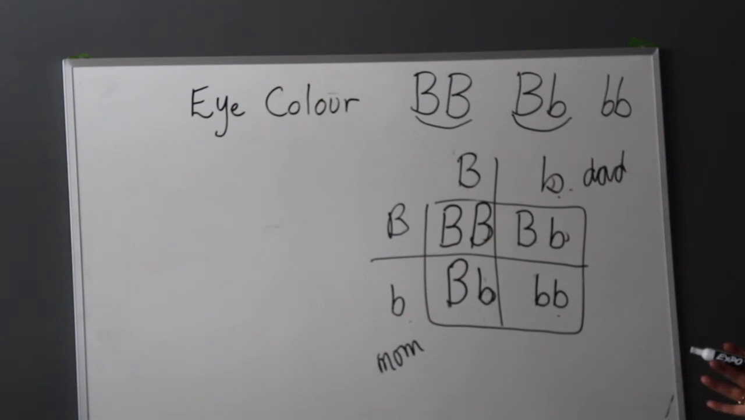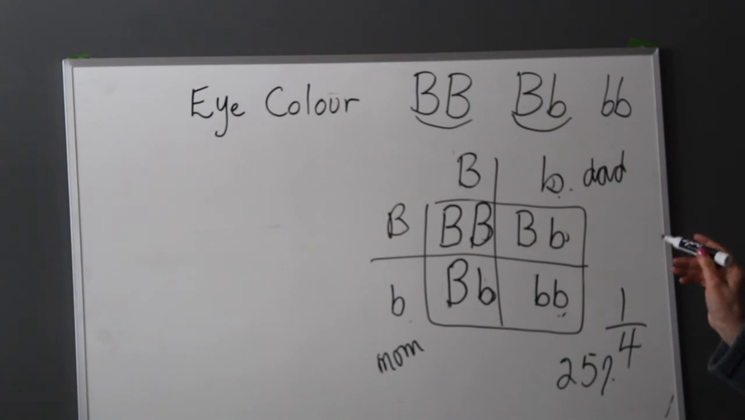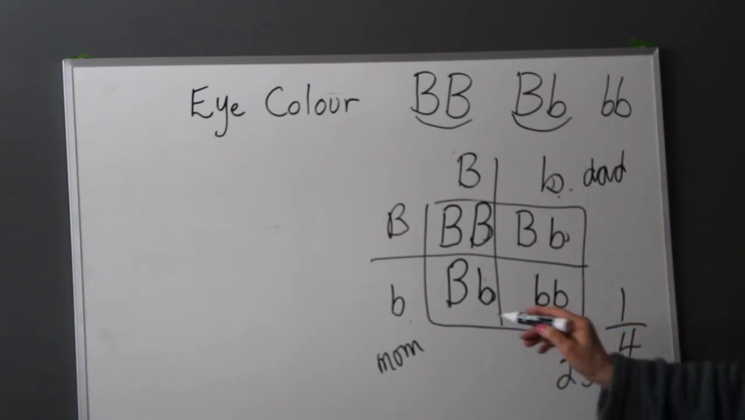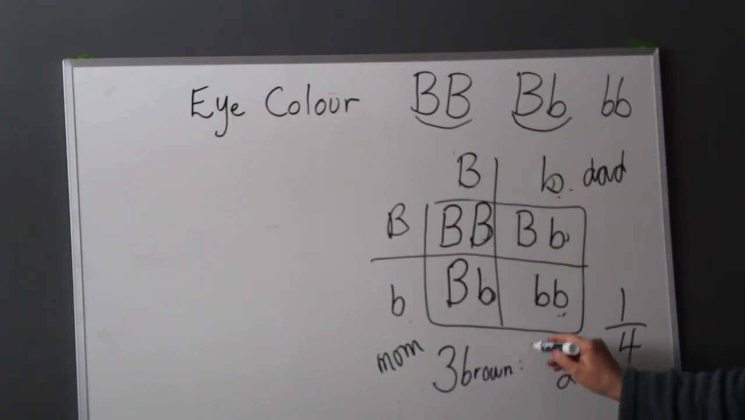We might be asked a variety of different questions on a problem like this. We might be asked, what's the probability that the child would have blue eyes? Well, you could express that in a number of ways. You could say there's a 1 out of 4. You could say there's a 25% chance. If you were asked for the ratio, it would depend on whether you were being asked for the ratio of phenotype or genotype. So if you were being asked for a phenotypic ratio, you would have 3 brown to 1 blue.